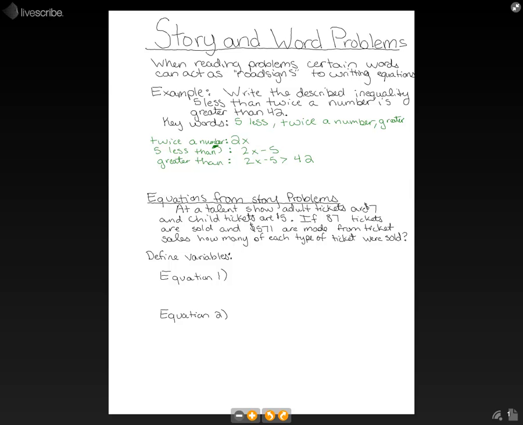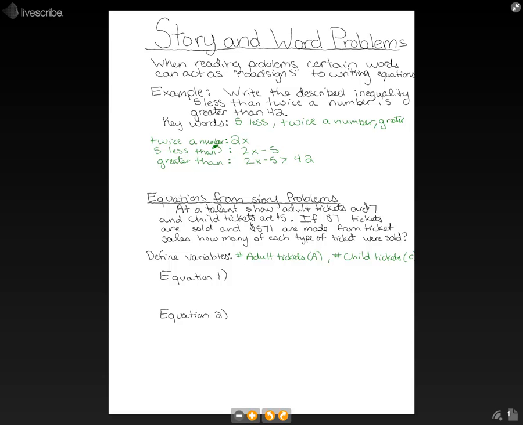So our first thing we need to do is define our variables. So whenever we start to write these, we know what we're doing. They're asking for how many of each type of ticket, so it makes sense to say that the number of each type of ticket is our variable. So the number of adult tickets will be represented with the capital letter A. And the number of child tickets will be represented with the capital letter C. So now we know that, and that'll help us write our equations.